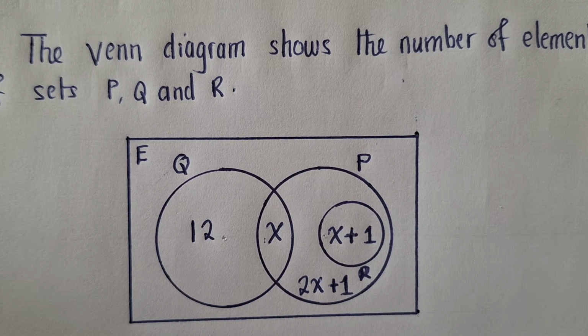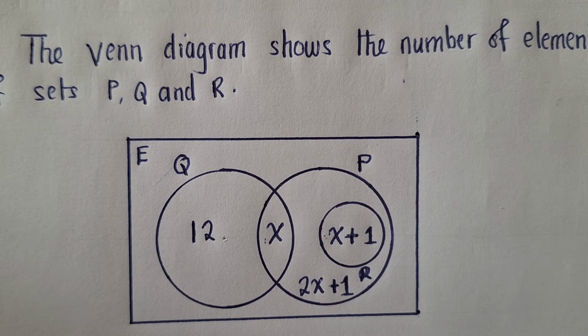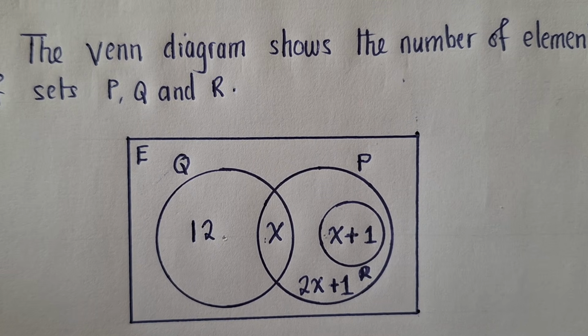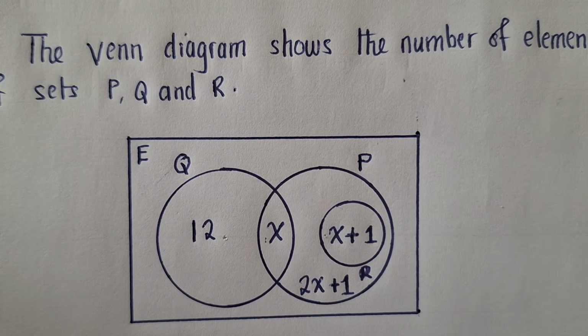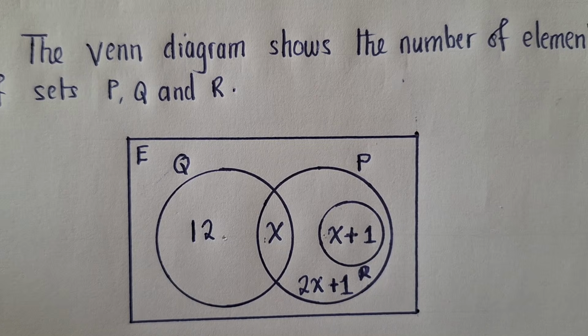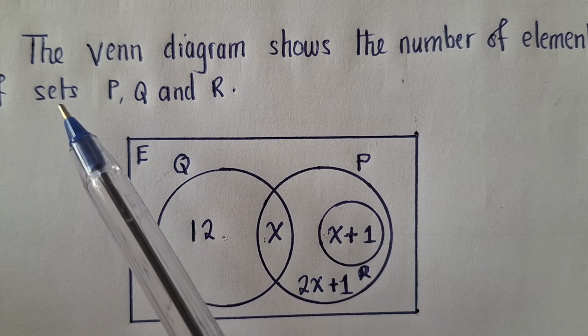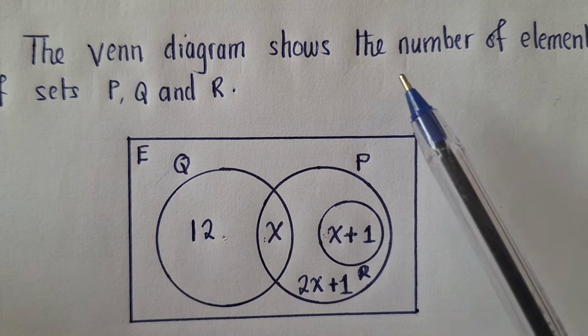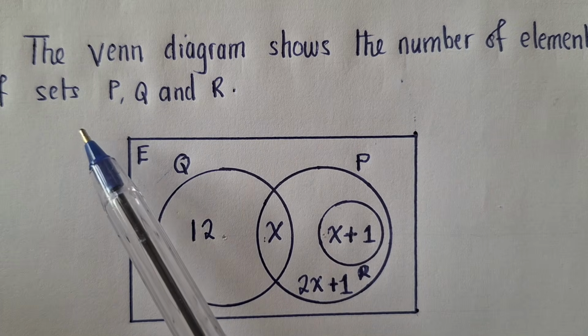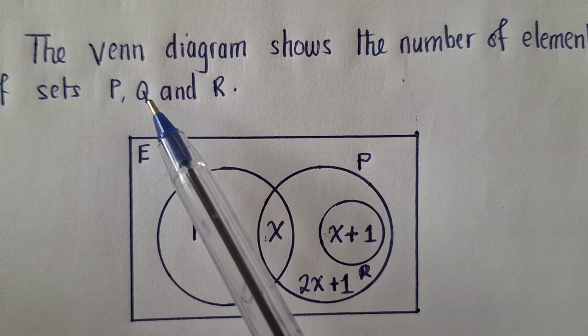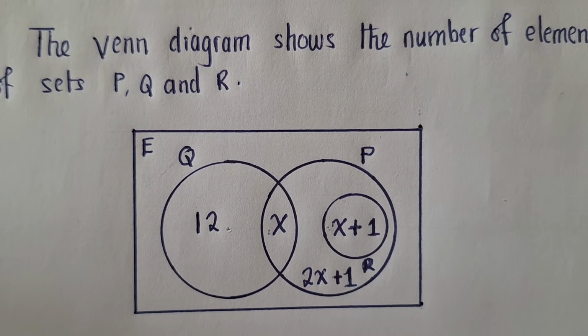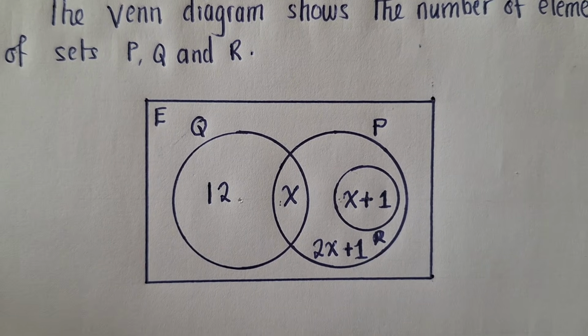All right, so looking at this question, I guess you are aware that GCE results are out 2024. Under sets paper 2, the question that came in GCE 2024 was the one that you're able to see here. Let me read the question for you. The question reads, the Venn diagram shows the number of elements of sets P, Q, and R. So you can see the Venn diagram right here.